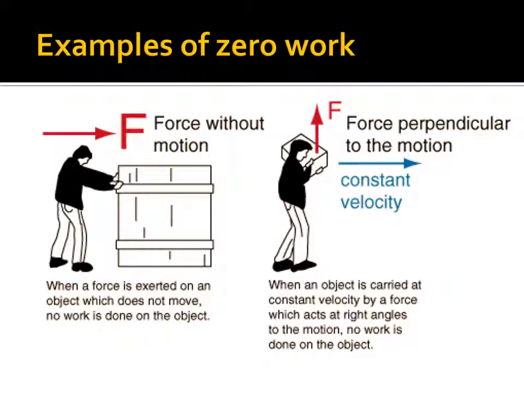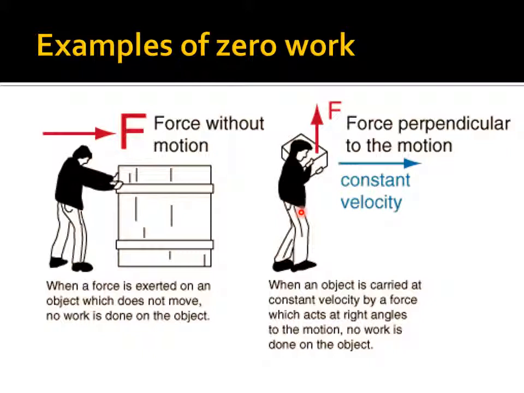So here's some other examples when there's no work done. In the picture on the left, if you push on something but it doesn't actually move, then there's no displacement, so there was no actual work done. It didn't move. There was no change in position.